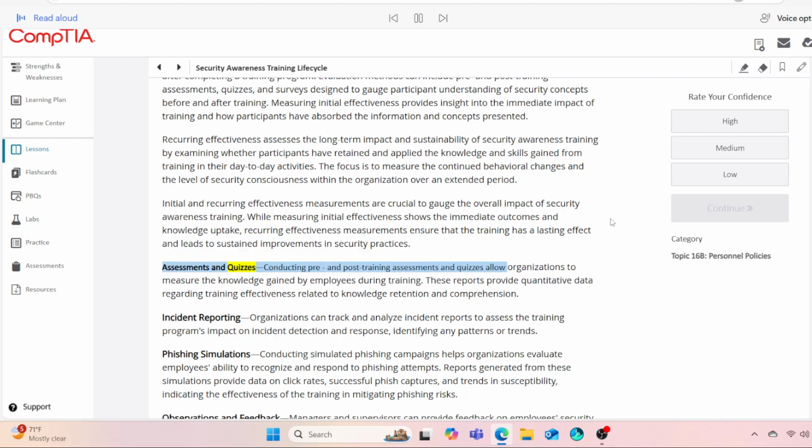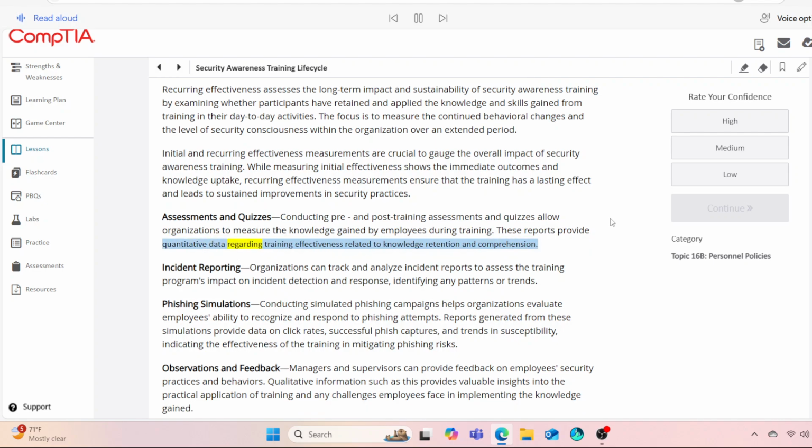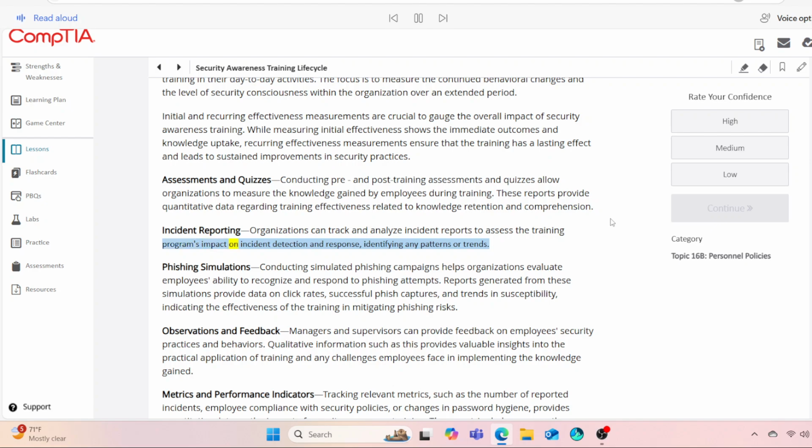Assessments and quizzes. Conducting pre- and post-training assessments and quizzes allow organizations to measure the knowledge gained by employees during training. These reports provide quantitative data regarding training effectiveness related to knowledge retention and comprehension. Incident reporting. Organizations can track and analyze incident reports to assess the training program's impact on incident detection and response, identifying any patterns or trends.